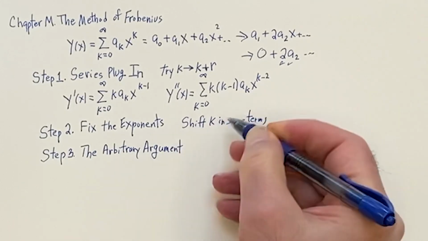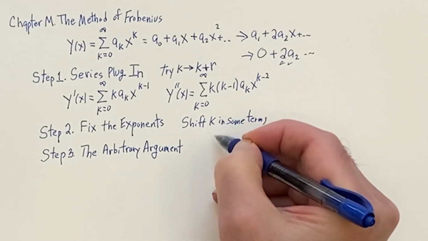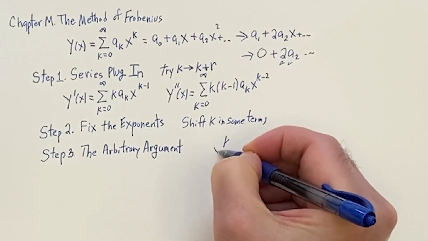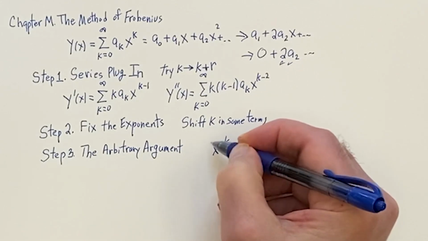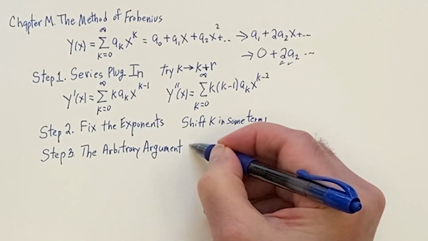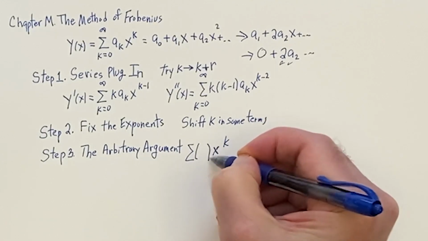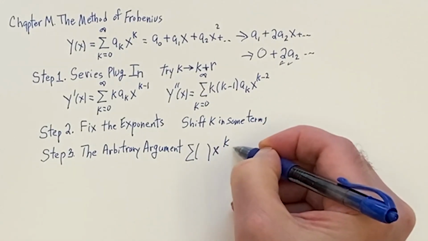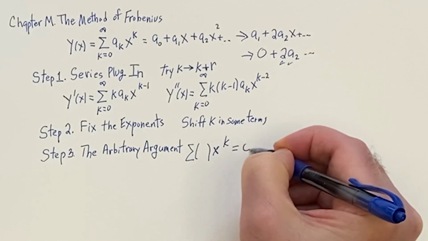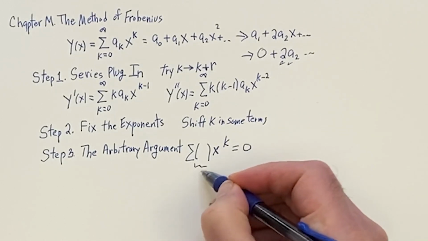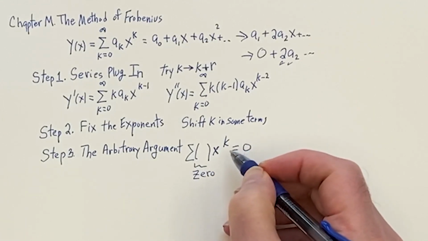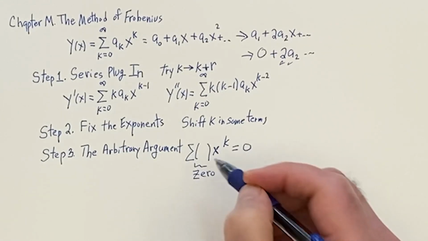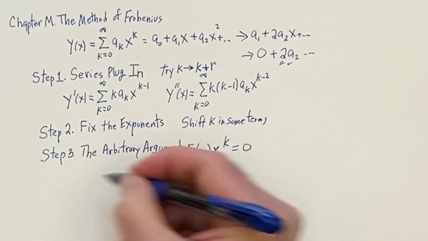When I have everything in sync, all the same k's, I'll be able to pull the x to the k power out, and I'll have here a summation, and there'll be all kinds of stuff in there. I'll be able to pull that out, and then when that equals, say, 0, I'm going to be able to say that this has to be 0 in there. So that's the idea. This will become fairly obvious when we do an example.